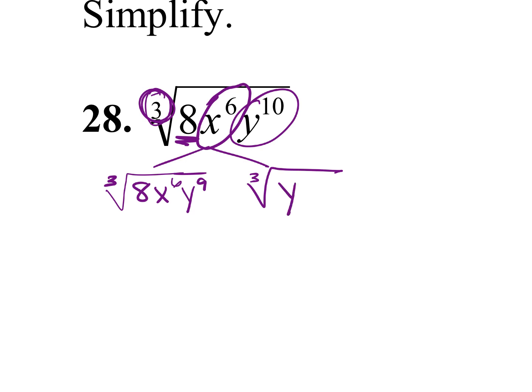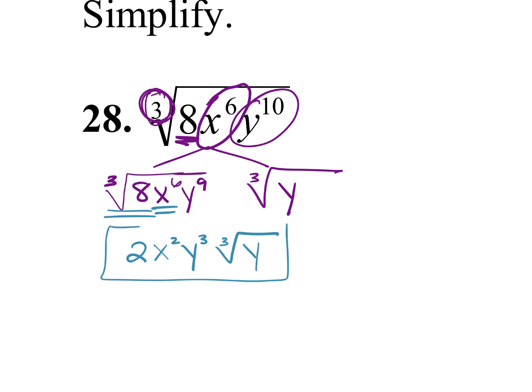So now we can simplify this. What is the cube root of 8? 2. What's the cube root of x to the 6th? X to the 2nd, right? You're just dividing. 6 over 3 is 2, so x squared. And then y to what power? The 3rd. And then you still have that cube root of y. Okay.